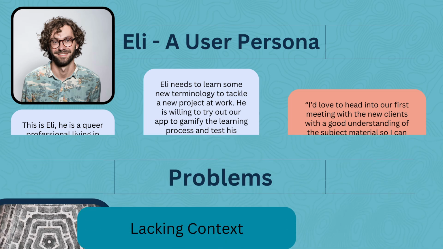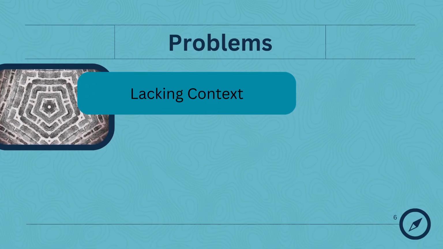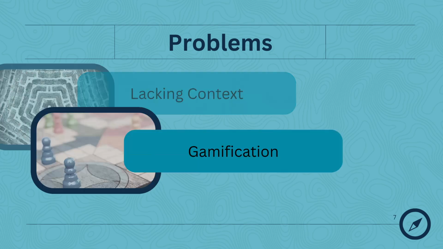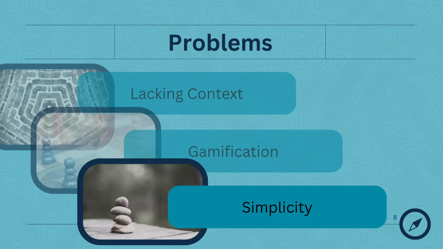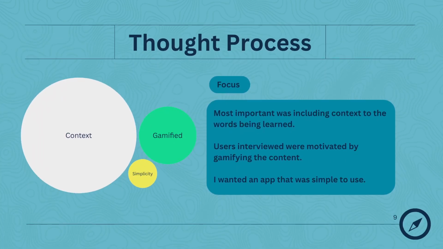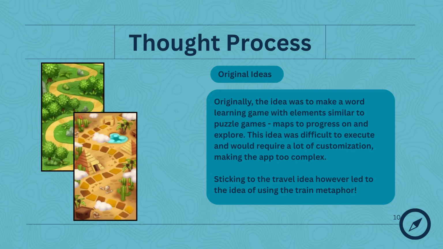My research led me to these three insights about how previous apps had failed users. They lacked context, needed an element of gameplay to entice users to learn, and they needed to be simple to learn and use. I want to go over my thought process before we delve into the design. Originally, I saw the gamification like Candy Crush or a similar exploratory game where users would travel along a path, learning words at each step along the way.